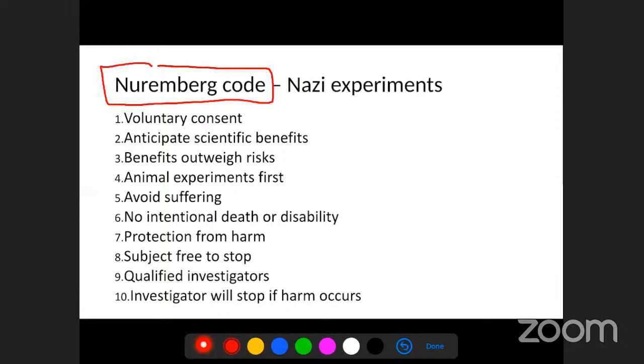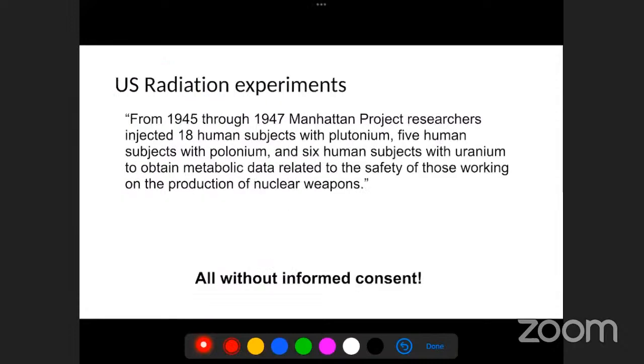Voluntary consent, scientific benefit outweighs the risk, animal experiments first, avoid suffering, no unintentional death or disability, protection from harm, subject free to stop, qualified investigators will stop if harm occurs, etc. These are 10 principles which are still being followed.